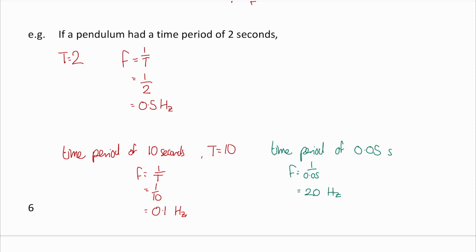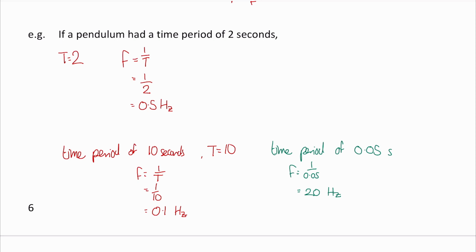So if you've got a frequency that's bigger than 1, it means you've got a vibration that takes less than 1 second. And the bigger the frequency, the higher the frequency, the less time it takes for one vibration. In other words, the faster something's vibrating.